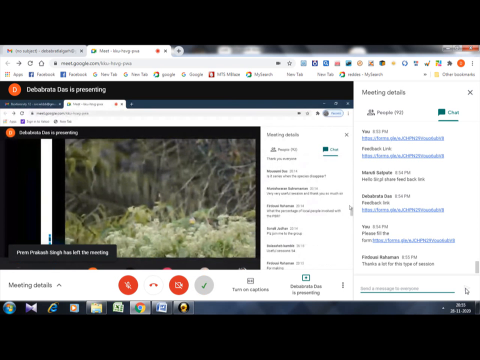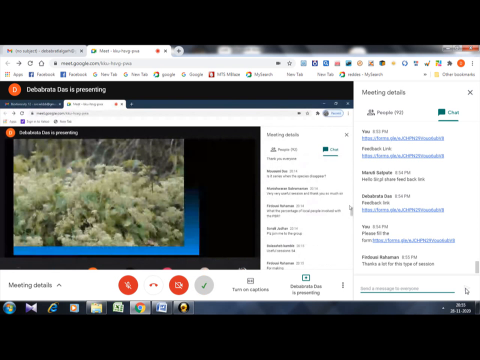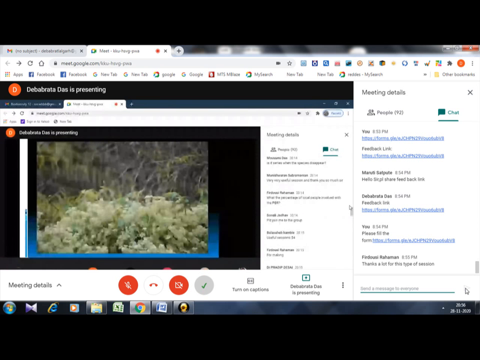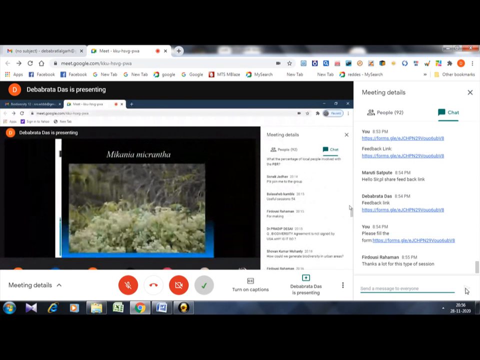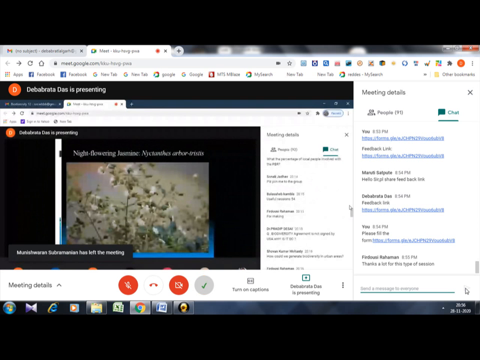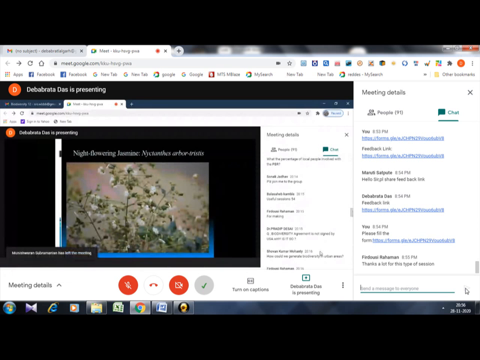So now we shall go to the next slide. Night flowering jasmine, Nyctanthes arbor-tristis, is also a very important foraging plant. As you see, you have seen the photo of the monkey puzzle here. I first saw it when I started the larval host plant.